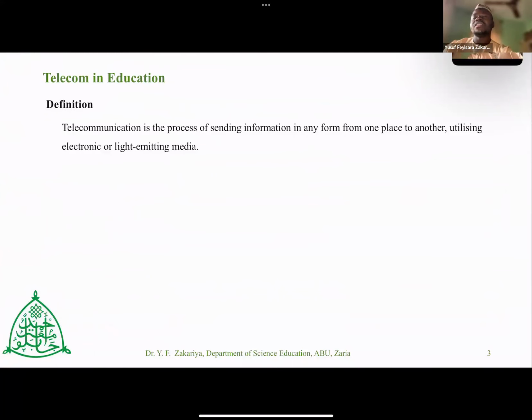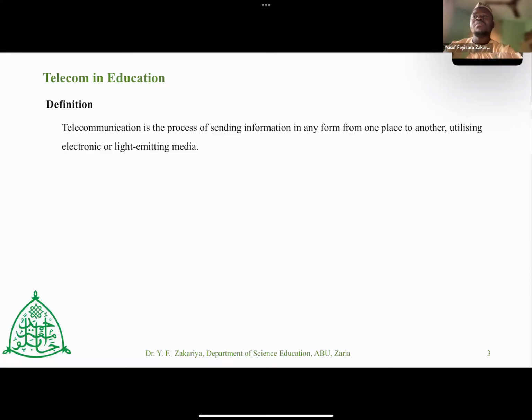Telecommunication and education. This is a small definition. Telecommunication is the process of sending information in any form from one place to another, utilizing electronic or light emitting media. So from this definition, you observe that whenever we say telecommunication, we are talking about a process. And a process of what? The process of sending information.